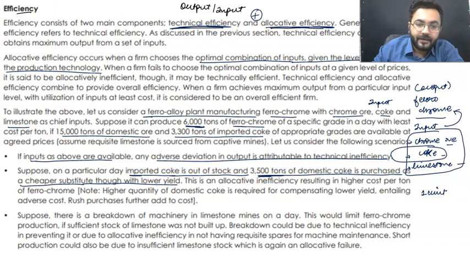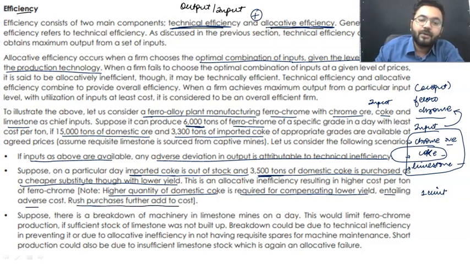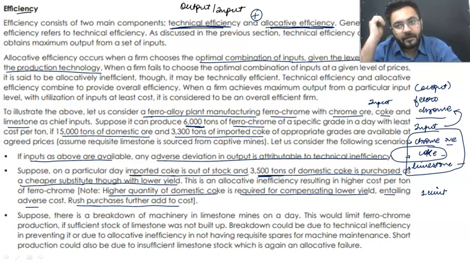Moving ahead, it is written over here that a higher quantity of domestic coke is required for compensating lower yield, entailing adverse cost, because rush purchases are going to add to the cost as well. You will not be getting your proper credit time period. Apart from that, you will not be getting the quality which you needed.